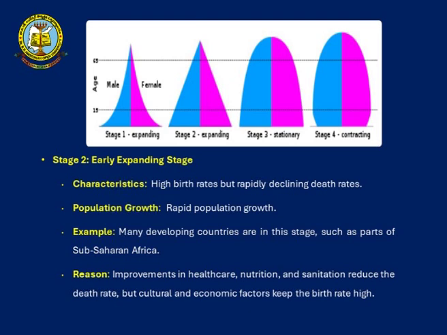Now you must be thinking, what is the reason behind that? Improvement in healthcare, nutrition and sanitation reduces the death rate, but cultural and economic factors keep the birth rate still high. The second stage of demographic transition theory is characterized by a high and gradually declining fertility of over 30 per 1000 people and a sharply reduced mortality rate of over 20 per 1000 people.